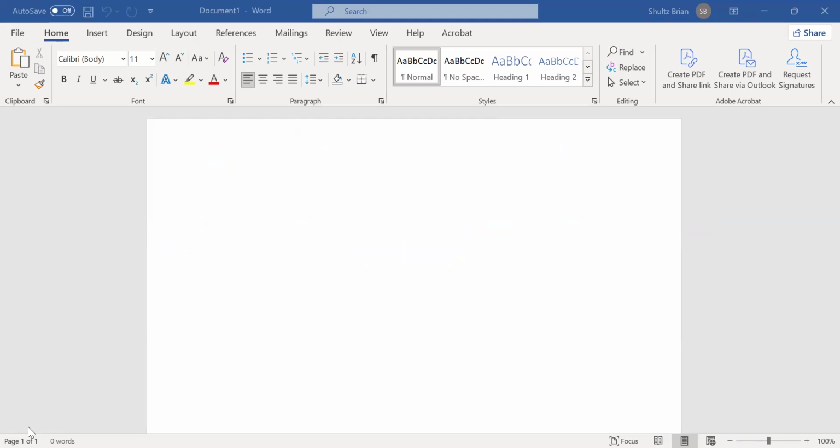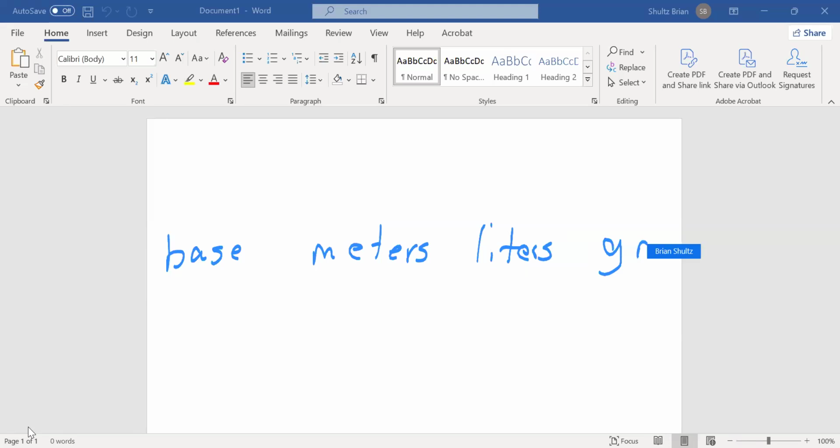Now we're going to talk a little bit about the metric system. Okay, and the metric system is pretty easy to understand. We have a base measurement, and our base measurements are meters if it's distance, liters if it's volume, and grams if it's weight. So I've got meters, liters, and grams. That's our base.